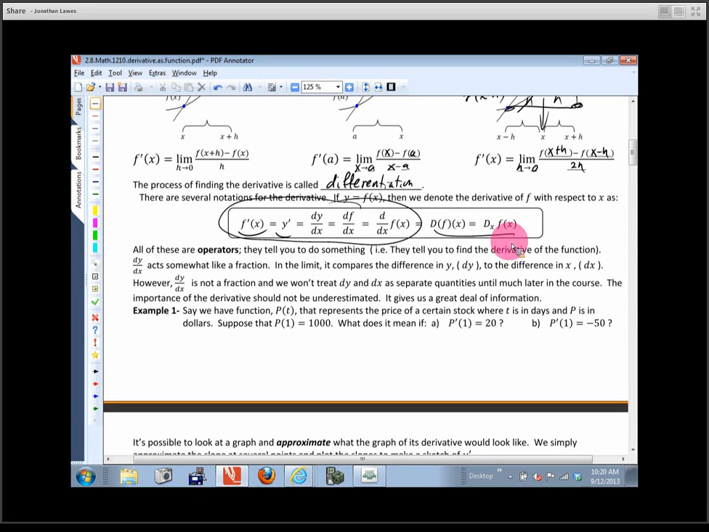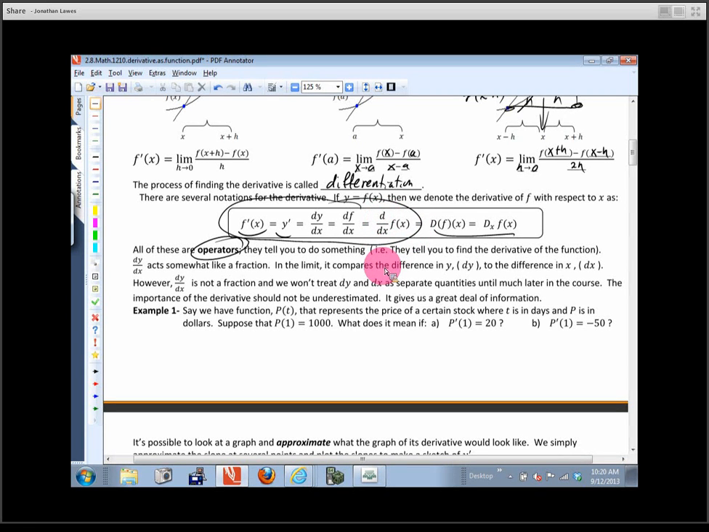If you see a big capital D in a calculus book, it's probably talking about the derivative. Okay? The point here is each one of these is what we call an operator. It tells us to do something. And what it means is find the derivative of f, find the derivative of y, find the derivative of y with respect to x. A little bit more specific way of saying it. Find the derivative of f with respect to x. Okay? This looks a little bit more like an operator. It's saying find the derivative with respect to x of whatever comes after this.